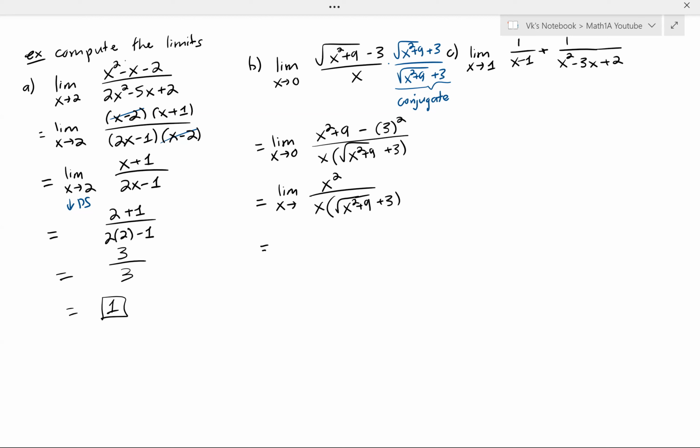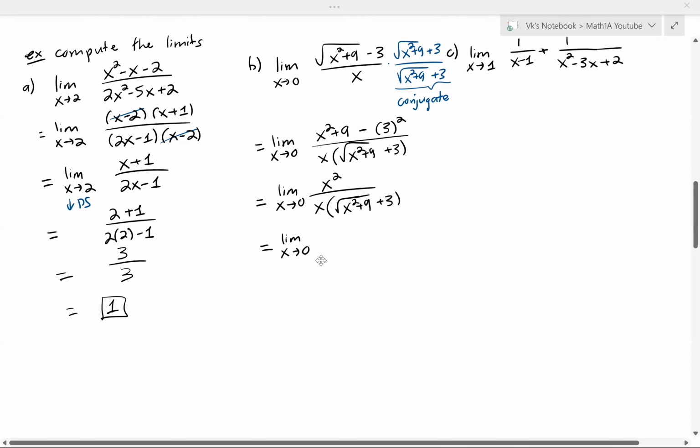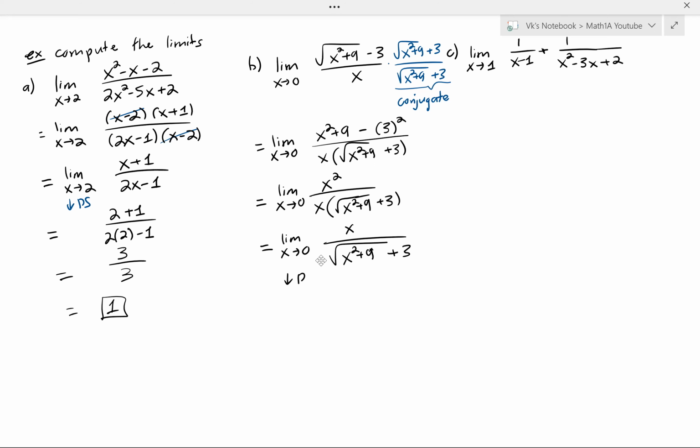The x will simplify. So limit x goes to 0 we have x over root of x squared plus 9 plus 3. From here we can do a direct substitution, which gives us 0 over root of 0 squared plus 9 plus 3. The bottom is non-zero and the top is 0, which means the quotient is 0, and that is the limit. Amazing.